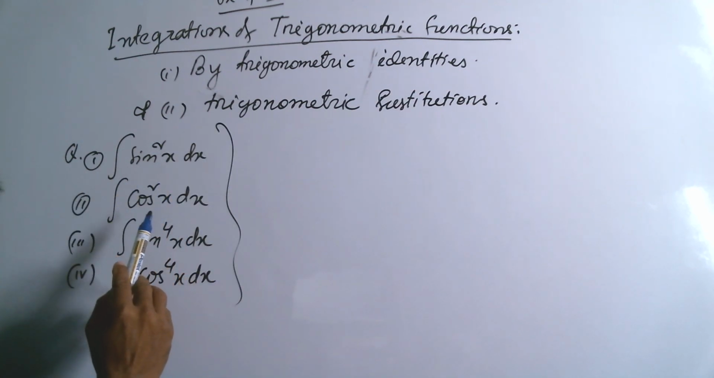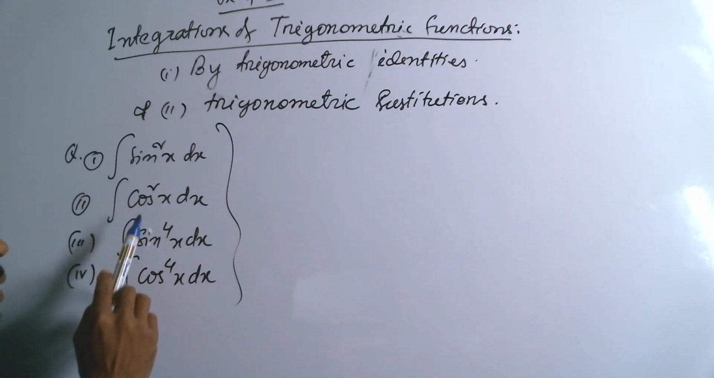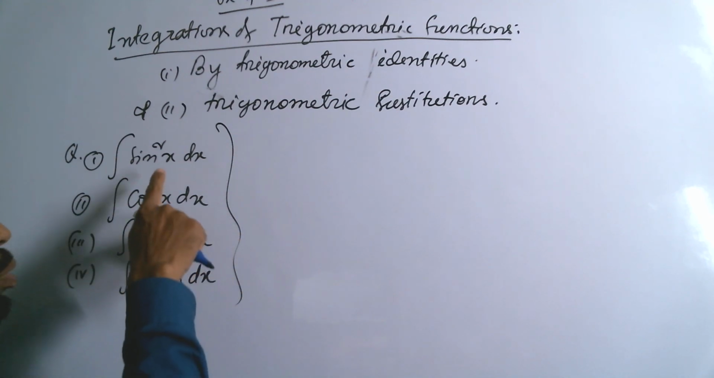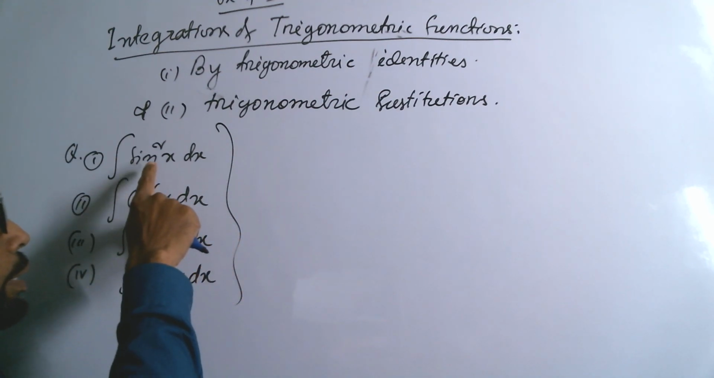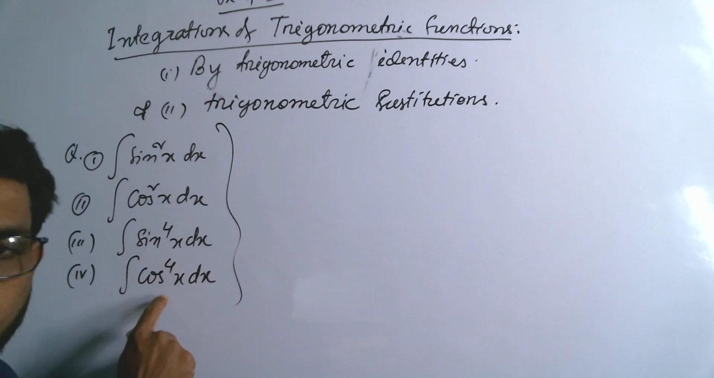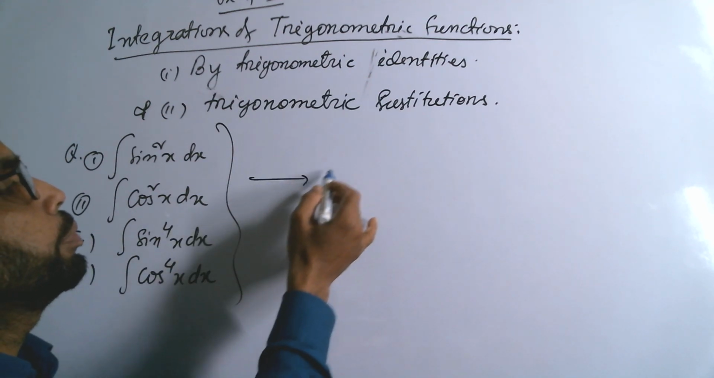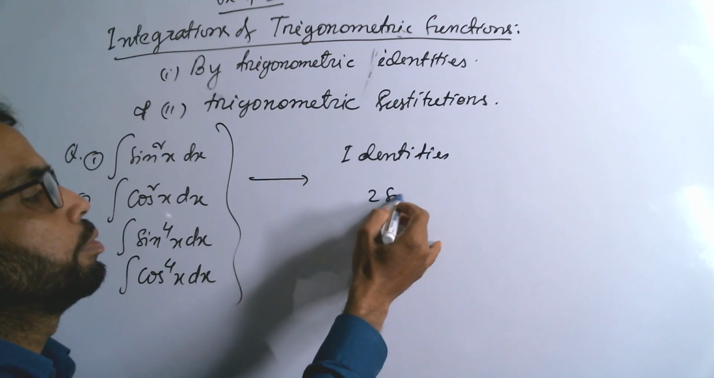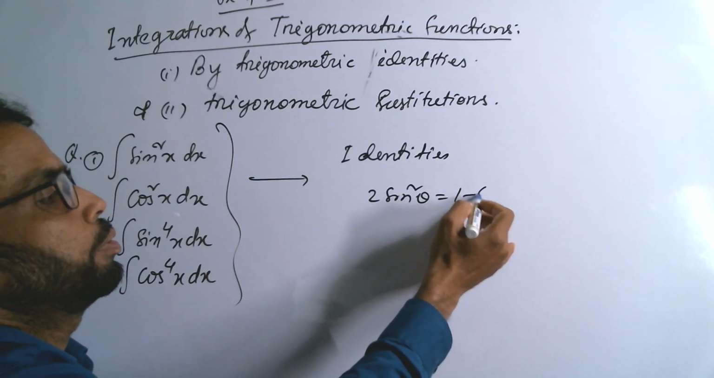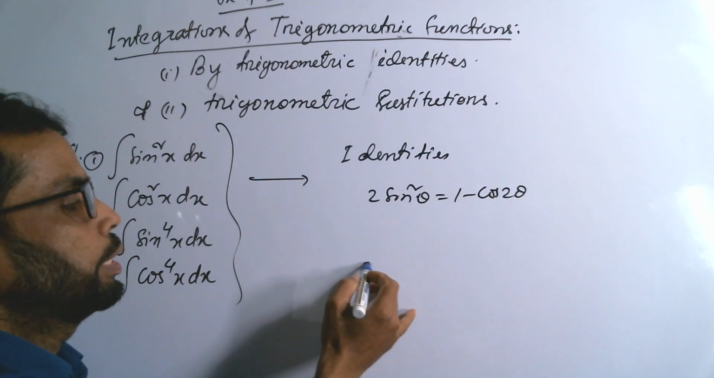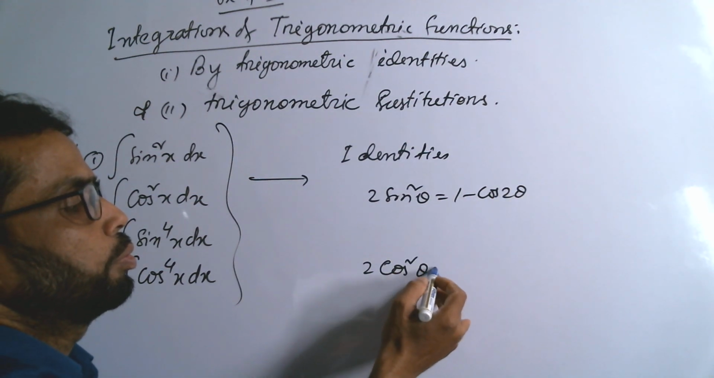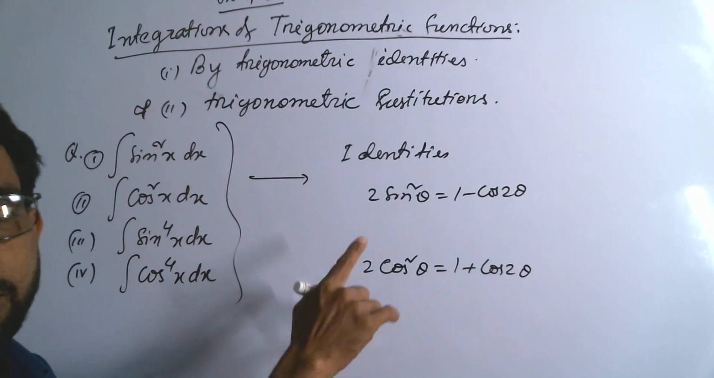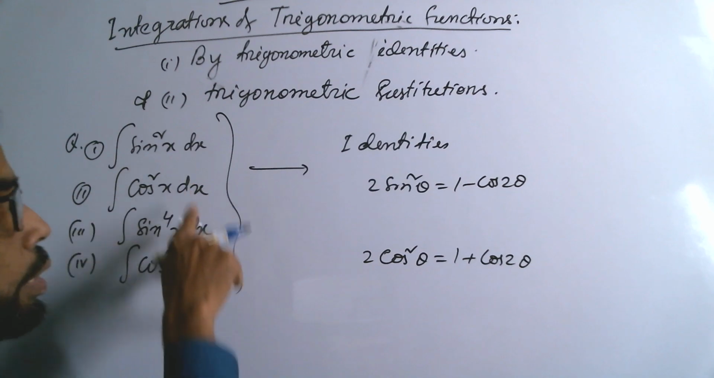with sine and cos even powers. Sine square x, cos square x, sine power 4x, cos power 4x. Even powers we are considering here. And for even power, that is either sine square, cos square or sine power 4, cos power 4, we must use the identities: 2 sine square theta is equal to 1 minus cos 2 theta, and another identity is for 2 cos square theta, it is 1 plus cos 2 theta. These two identities we must use for integrating these questions.